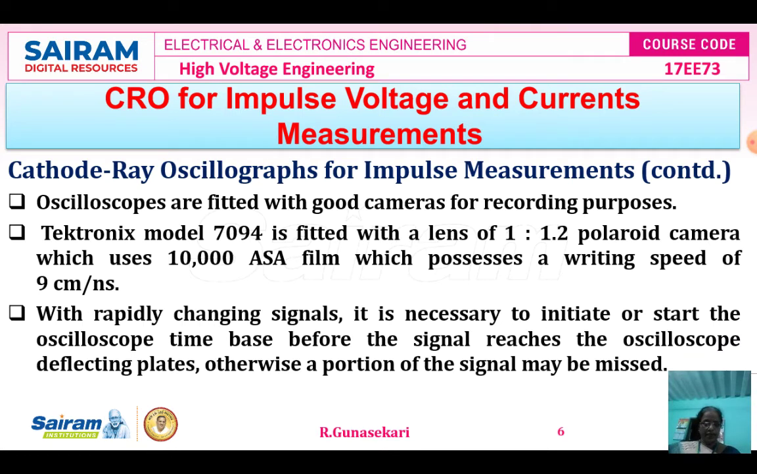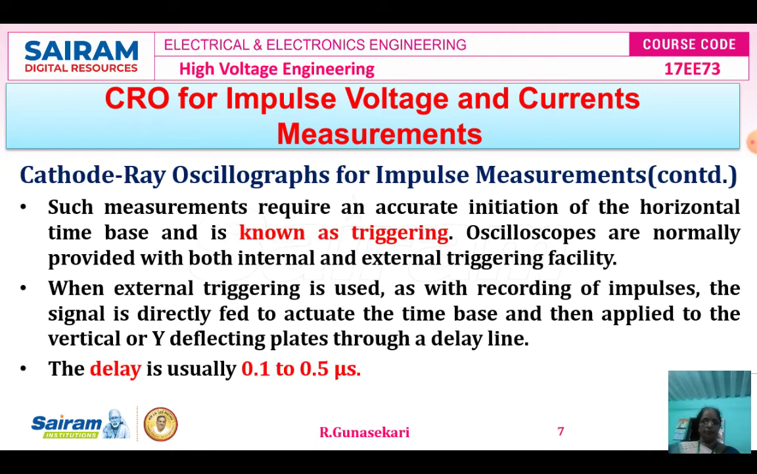For rapidly changing signals, it is necessary to initiate or start the oscilloscope time base before the signal reaches the oscilloscope deflecting plates. Otherwise, a portion of the signal may be missed. Such measurements require an accurate initiation of the horizontal time base, which is known as triggering. The oscilloscope normally is provided with both internal and external triggering facility.